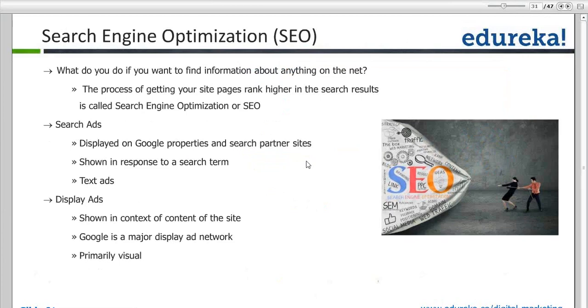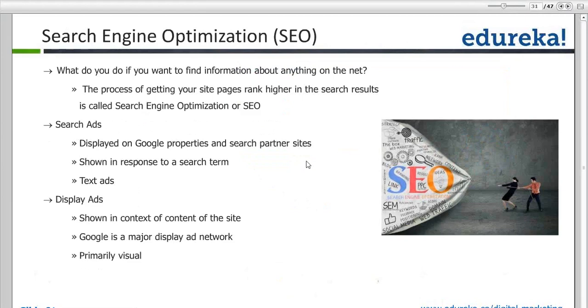Display ads are shown in the context of the content of the sites. Google itself has its own network of display ads. So what is a display ad network? For example, let's say you have a blog, and you write some content. You publish your blog on a daily basis or a weekly basis. Now you go to Google and you say, okay Google, here's my blog. I'm giving you permission to put an ad on my blog.